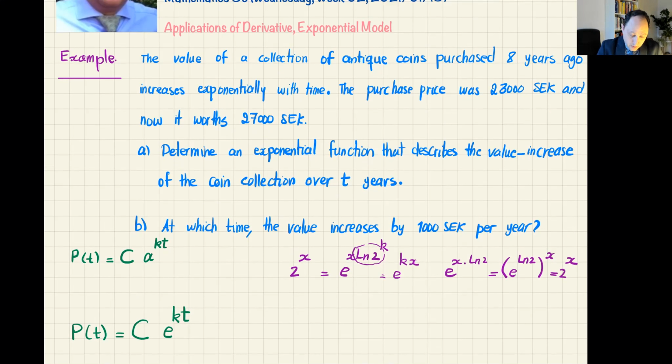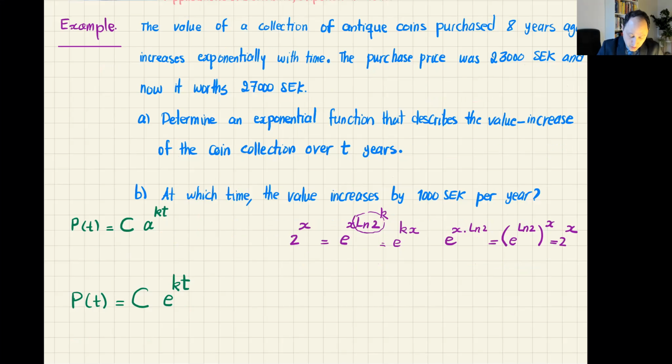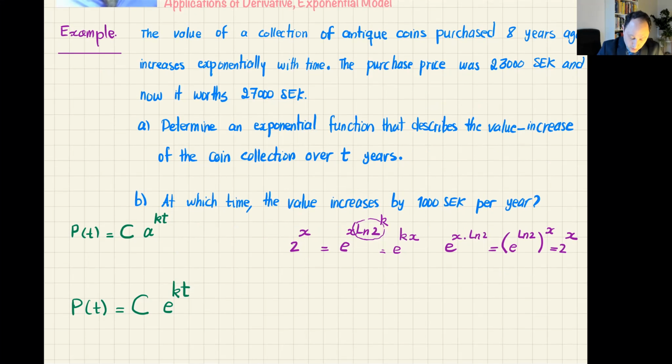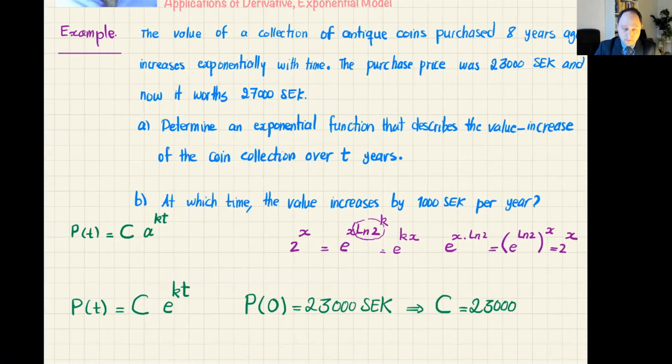The value of a collection of antique coins purchased 8 years ago increases exponentially with time. The purchase price was 23,000 crowns. So what does it mean? By reading this sentence, I realize that the initial price, the price when time is 0, is 23,000 crowns, yes? This is what I understand. So as I explained before, this means that this C is 23,000. Yes, this is the initial price.